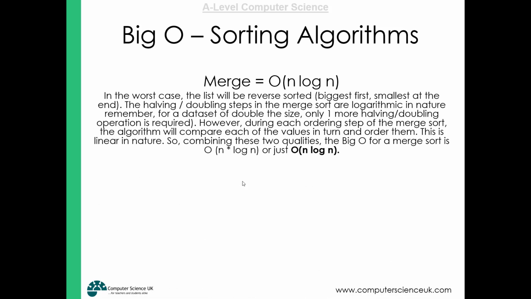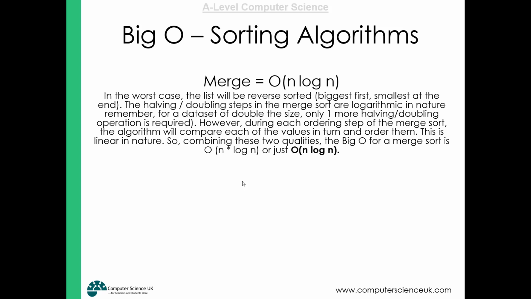So in the worst case, the list will be reverse sorted. Biggest first, smallest at the end. And if you think about the merge sort, there are two parts to it. There's the part where it halves and doubles data sets in size. And then there's the other half where it's comparing each item and ordering them. So the halving and the doubling steps of the merge sort are logarithmic in nature. Remember, for a data set of double the size, only one more halving or doubling operation is required.